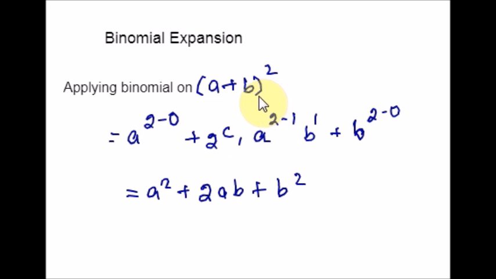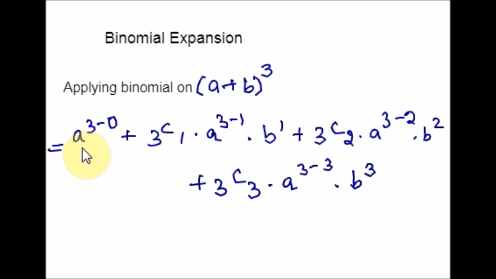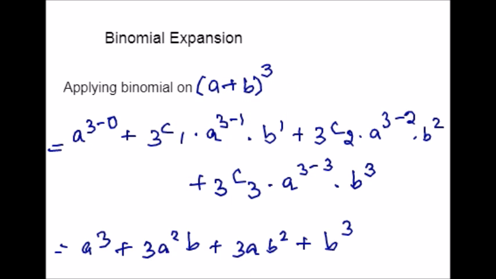Now let's apply the binomial theorem on (a plus b) the whole cube and let's see what we are going to get. When k equals 0, and when k equals 1, k equals 2, k equals 3, I have expanded for all the terms. Now let's simplify it. If you simplify, you'll get the formula for (a plus b) the whole cube. Hope you're clear with this one. So this is how we apply the binomial theorem on expanding (a plus b) raised to n.